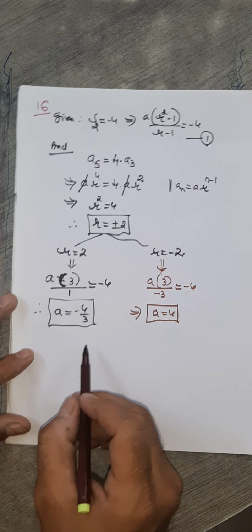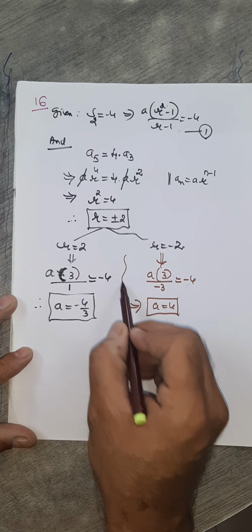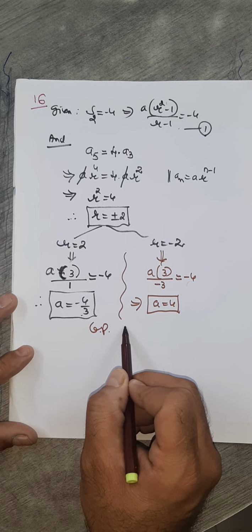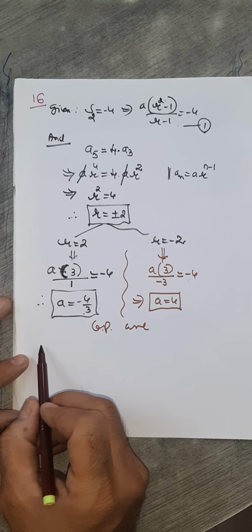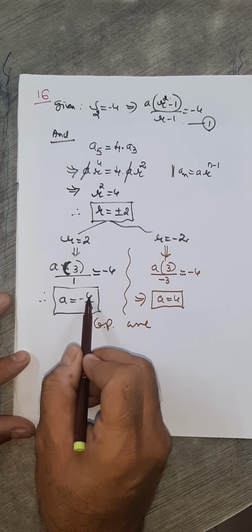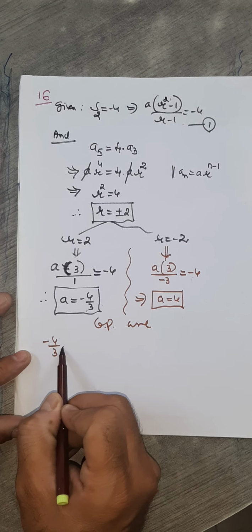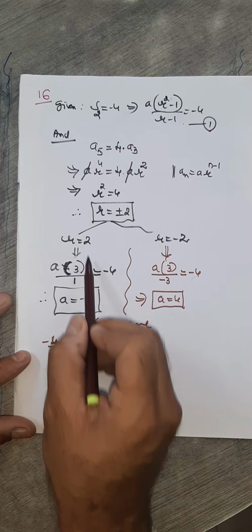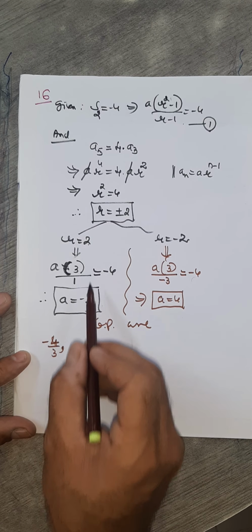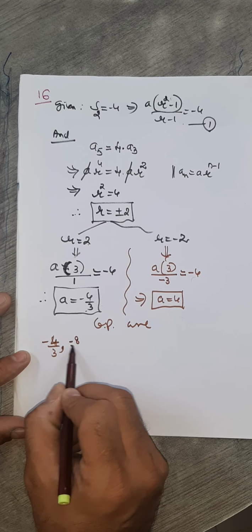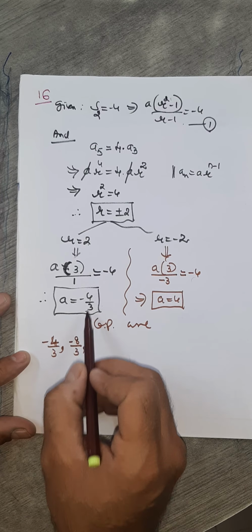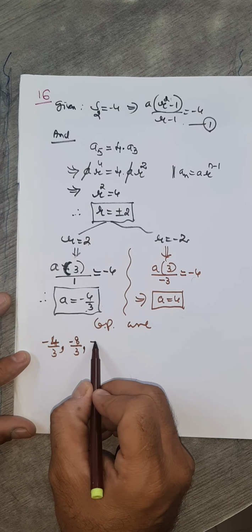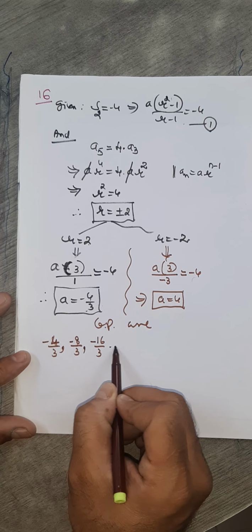And therefore now there are two possibilities for the GP, either this or this. If I use this, what is the geometric progression? A, which is minus 4 by 3. The next term, a into r, is this into this, which is minus 8 by 3. Then again a r squared, that is this into this, which is minus 16 by 3, and so on.